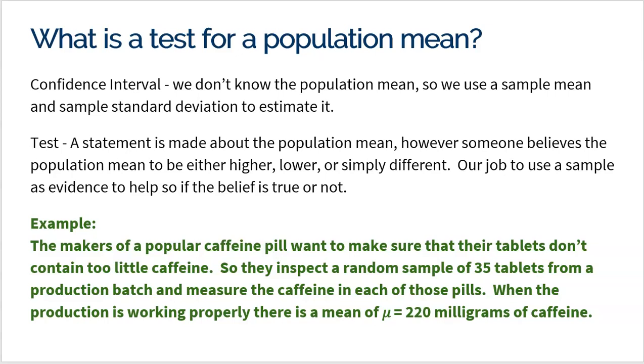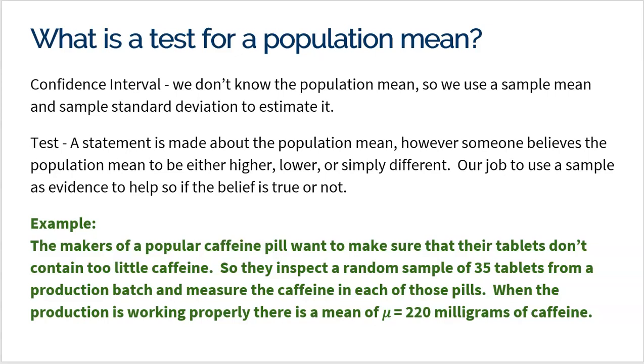So in a confidence interval, we're just looking for the population mean. We don't know what it is. We want to find it. In a test, somebody makes a statement about what that population mean is. And we think, or a fictional person in a problem thinks, that it's something else, higher, lower, or different. And what we want to do is prove that our claim that it's higher, lower, or different is correct.